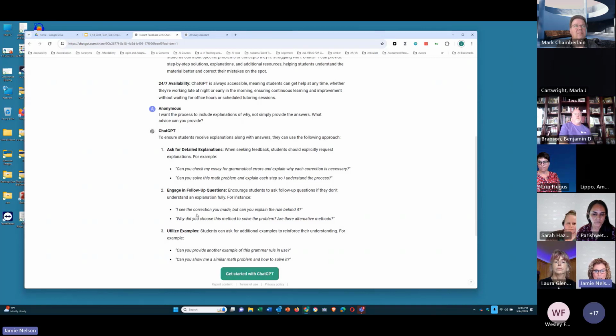Student, I see the correction you made, but can you explain the rule behind it? Why did you choose this method to solve the problem? Are there alternative methods? So those are direct prompts that students can plug in.